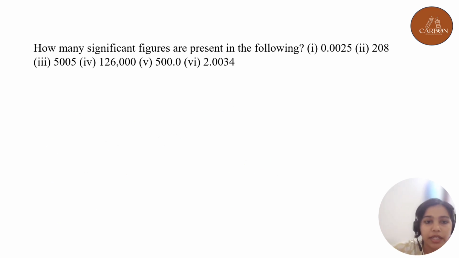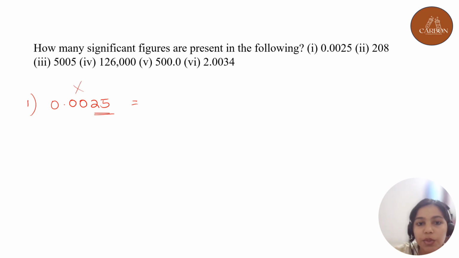Then the next question: how many significant figures are present in the following? The first one, 0.0025. This is a number, and we need to count how many significant figures there are in it. Go through the rules again. Here the leading zeros are there, right? Leading zeros don't count.